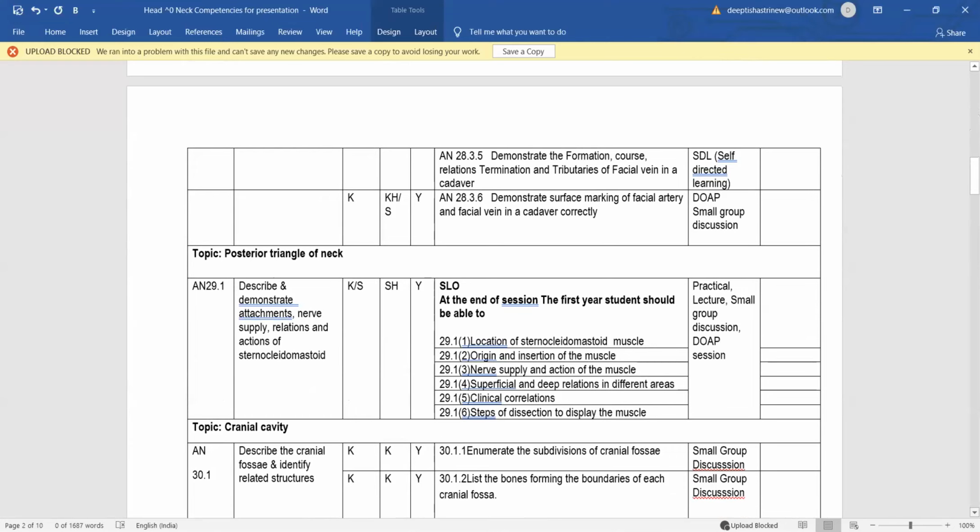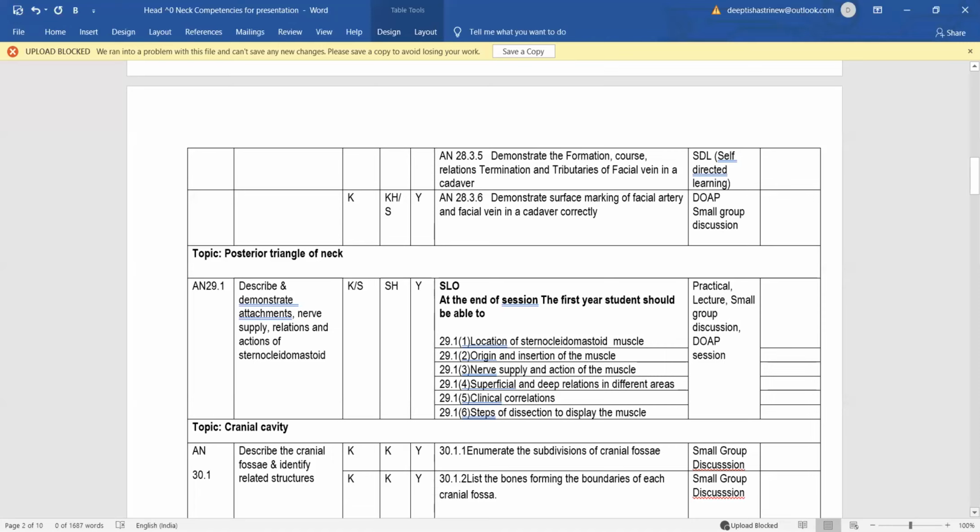Ma'am, again, steps of dissection to display the muscle, is that important for MBBS teaching? Again the same. Can I say something about the SLOs? Yes, Dr. Dipti, please go on. Again the same thing is there. We do not have proper action verbs used because this is a K/S domain. So we need very clear action verbs for the SLOs, and based on that, as Dr. Sheila said, we are going to align the teaching-learning methods. So this is again similar to the previous case: the SLOs are not clearly defined.